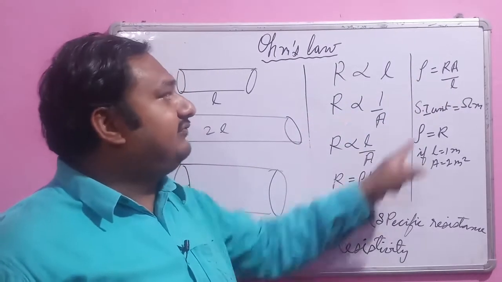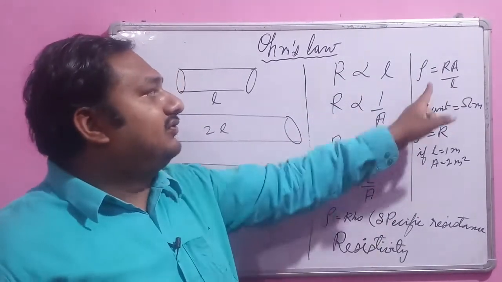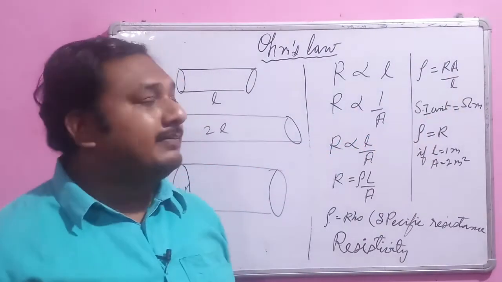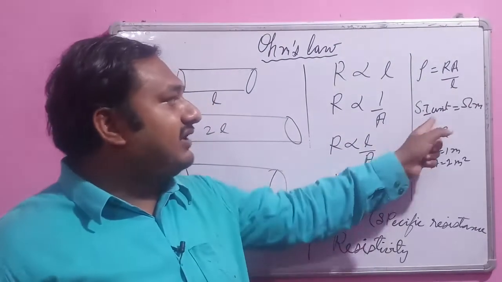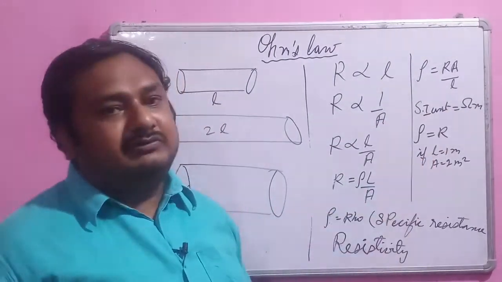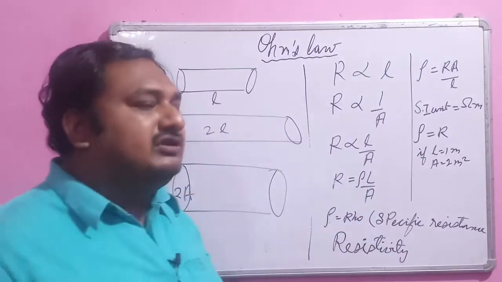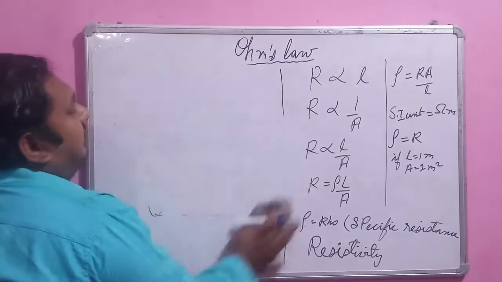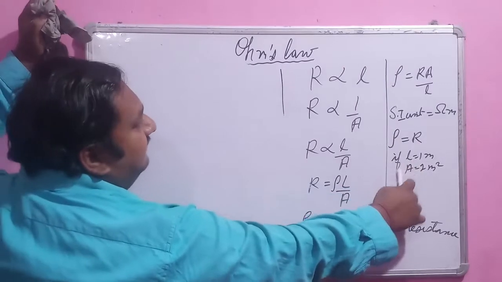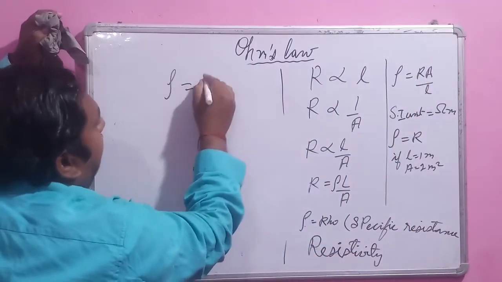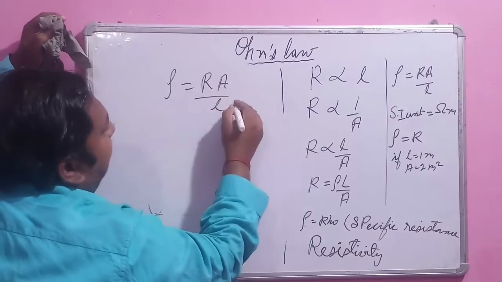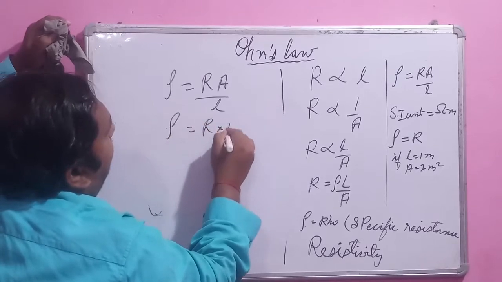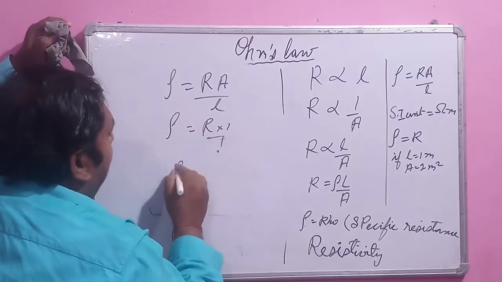By manipulating this equation we can get this equation. Cross multiplication, so rho equal to RA upon L. From here, resistivity equals resistance into area upon L. Now the SI unit is ohm meter. If you take such a conductor whose length is 1 meter and area is 1 meter square, then put that in the value. If rho equals RA upon L, and length is 1 and area is 1, then rho is equal to R into 1 upon 1, or rho is equal to R.